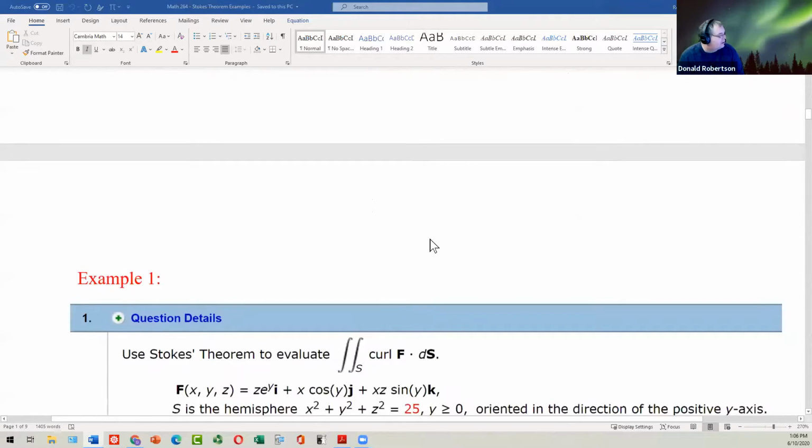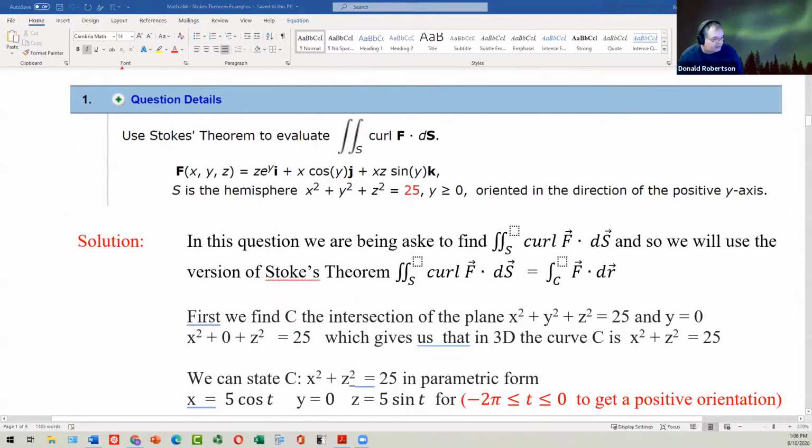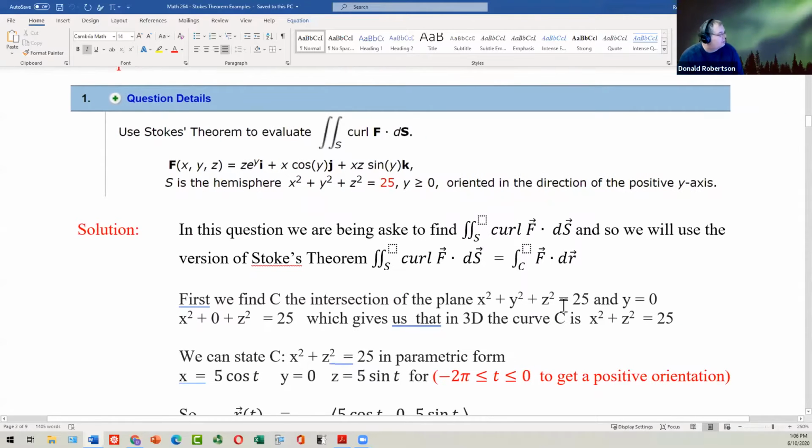So let's jump right into it and show you what it looks like in practice, because I think it's one of these things that you get more understanding once you've seen them. So this is a version of question 1. This is us going to use Stokes' theorem in the less common format. We're going to use it to find the double integral of the curl of F dS, which is this fella.